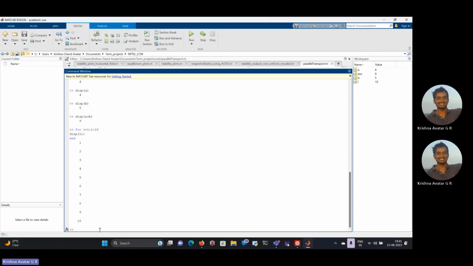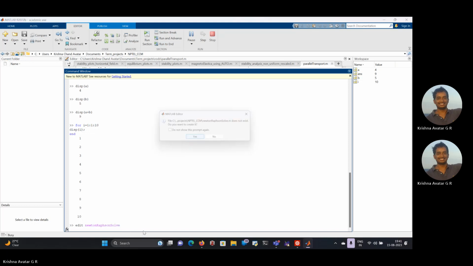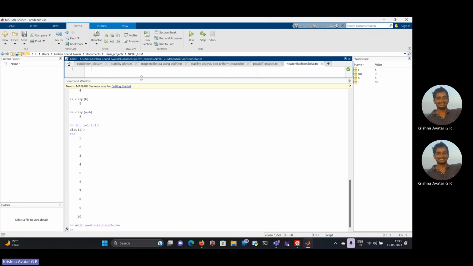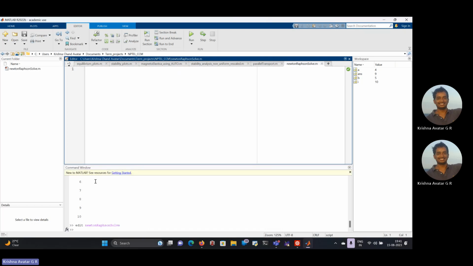Okay, so this was one thing. What we'll do is we'll just solve a simple problem, say a Newton-Raphson problem, right? Edit. I'll just use NR solve, a Newton-Raphson solver. I'm just writing a script so that I don't have to type everything in the command. This is the command window.